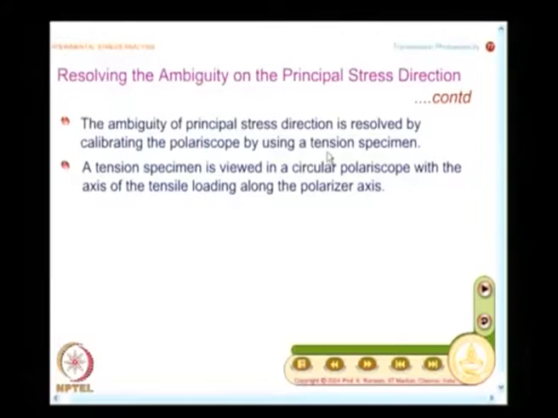And what I do here is the tension specimen is viewed in a circular polariscope with the axis of the tensile loading along the polarizer axis. I take up a very simple problem and then I align it with the polarizer axis. Then, we have already seen, I can use the analyzer as a compensator. So, when I rotate the analyzer anti-clockwise or clockwise, the fringe order at the point of interest will change, and that is precisely what is going to happen.